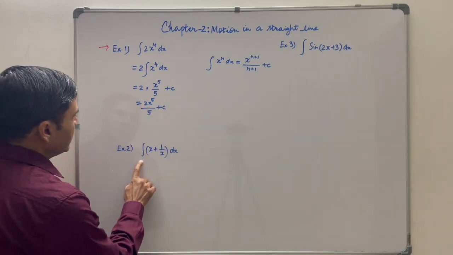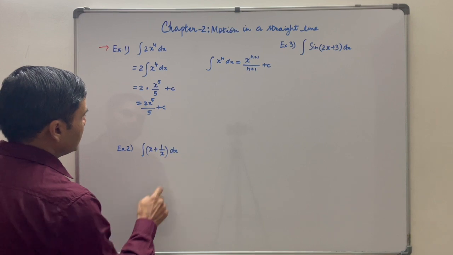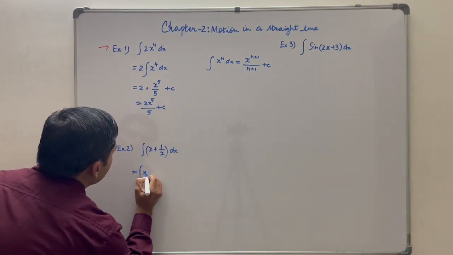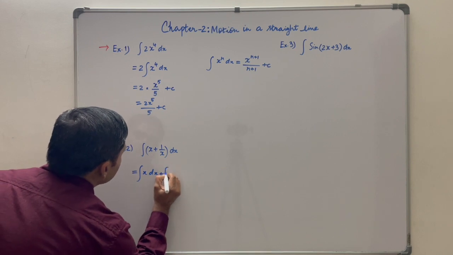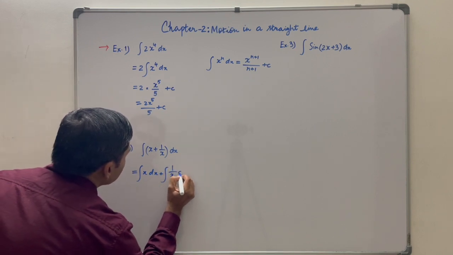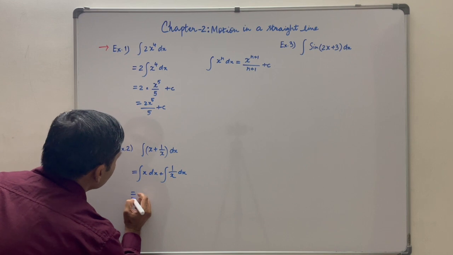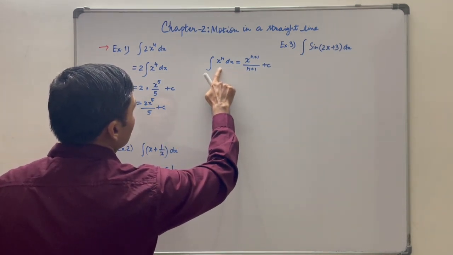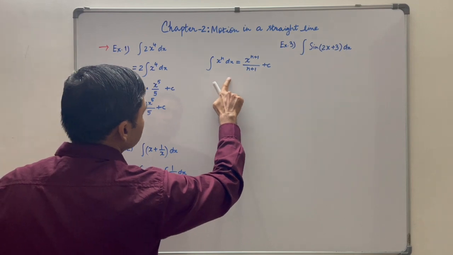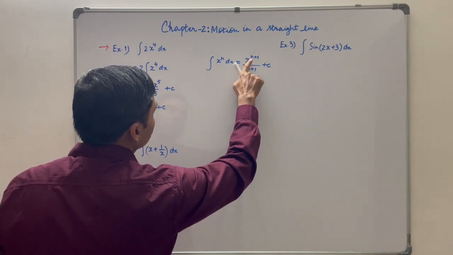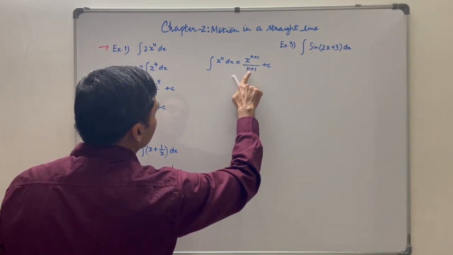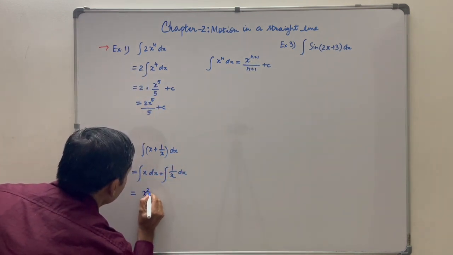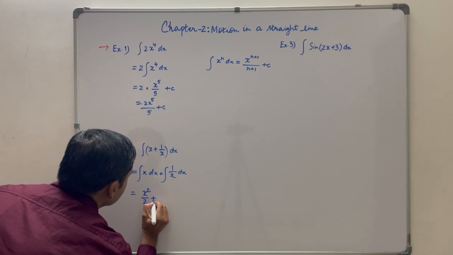Second question, integration of (x plus 1 by x) dx. So we can write it as integration of x dx plus integration of 1 by x dx. Integration of x dx can be figured out by this. Put n is equal to 1. So integration of x dx will be equal to x to power 1 plus 1 upon 1 plus 1, meaning x square by 2. So it will be x square by 2 plus.